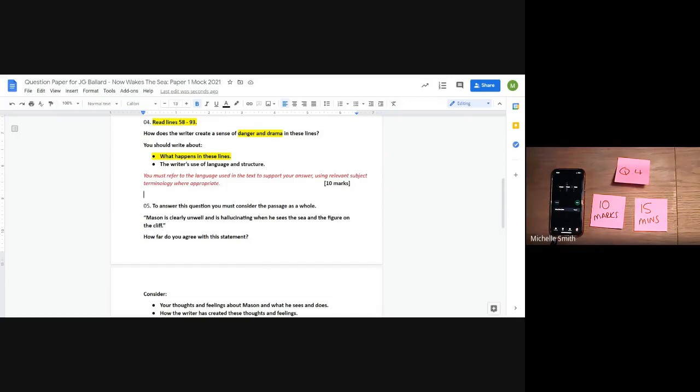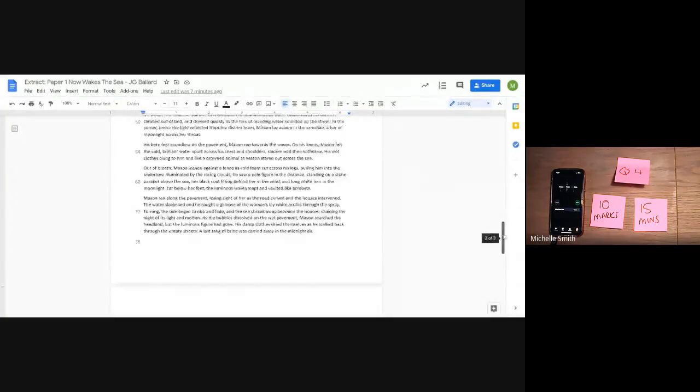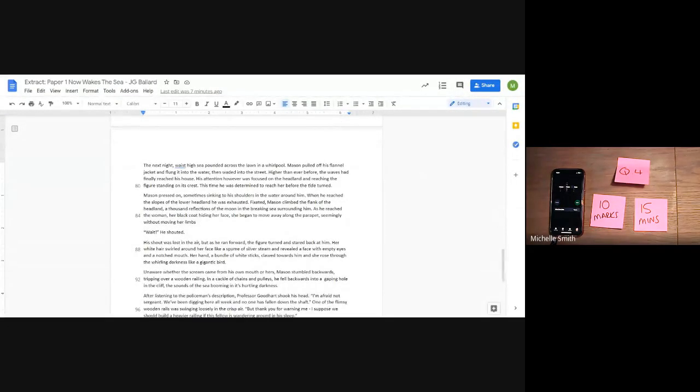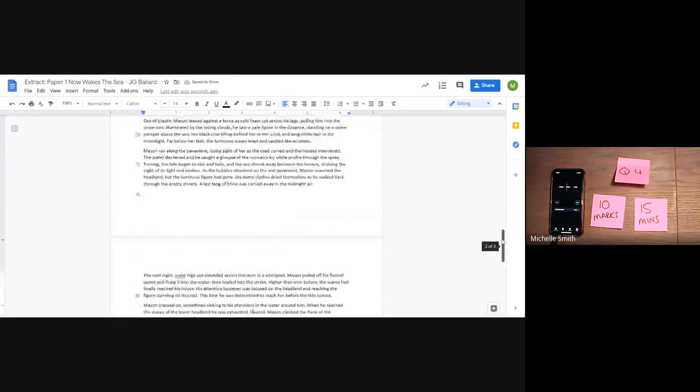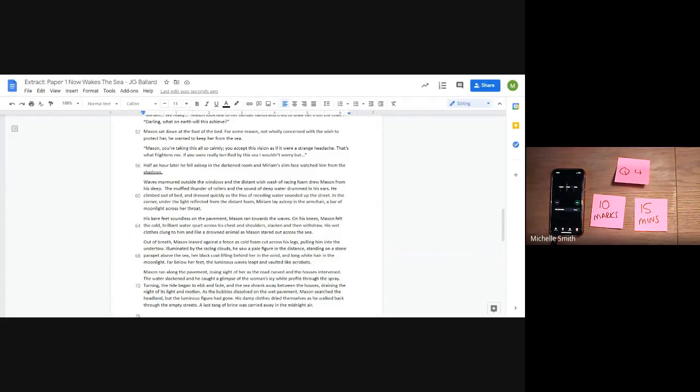First thing we need to do then is we need to read these lines 58 to 93. So let's go back to our text. I'm going to go down and I'm going to find line 93 first, and I'm just going to underline it so I know I'm not going to go beyond that one. And we'll go back up to line 58. So this should just start where we left off before.